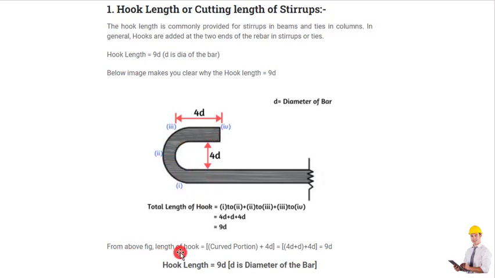So from the above figure, the length of the hook is equal to the curved portion plus 4D. This is the curved portion, from point 1 to point 3. We add this curved portion with the 4D, and that gives us 9D. So the hook length is 9D. I hope it is clear why we took the hook length as 9D.